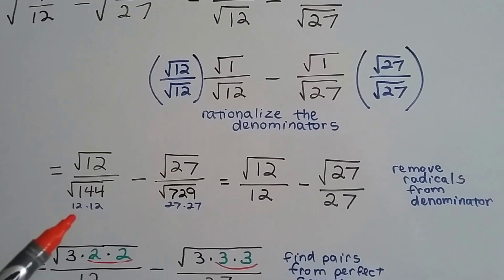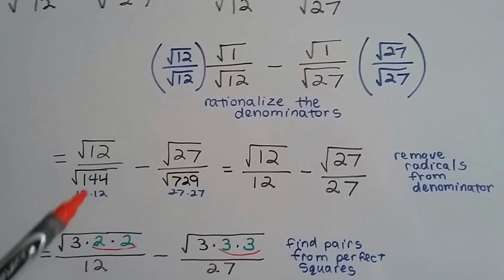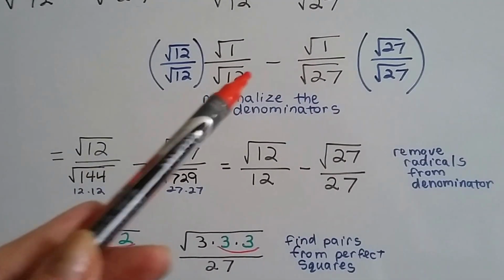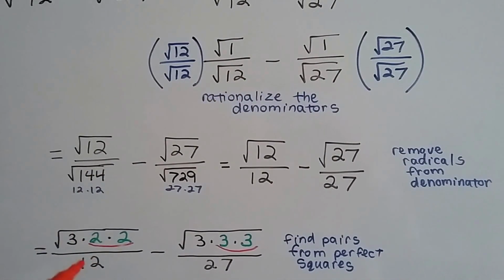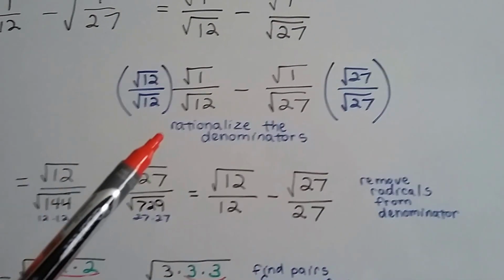Or we could have just pulled the radical symbol off and just did the 12, right? Because 144 is 12 times 12. All right? So now we just have a 12 down here. All right? So stay with me.